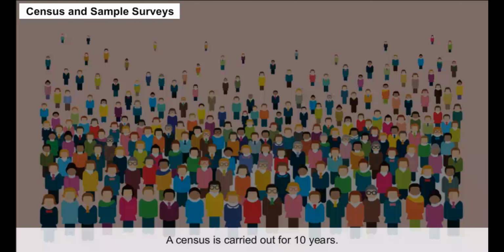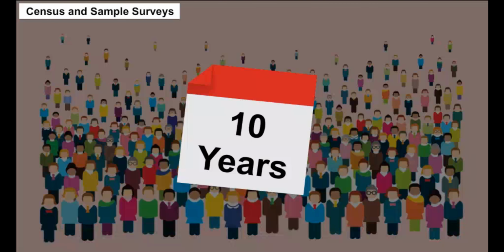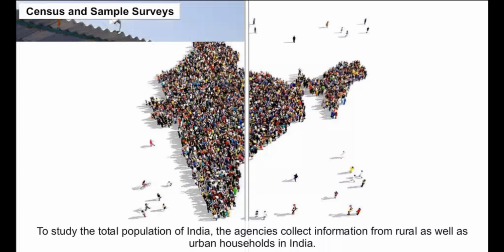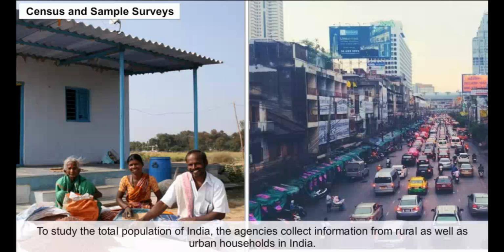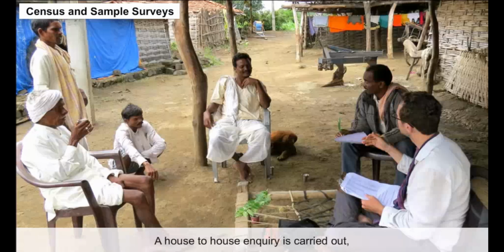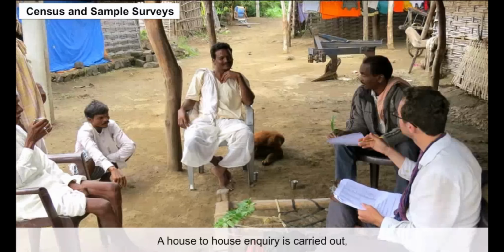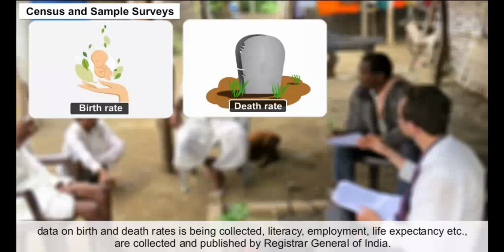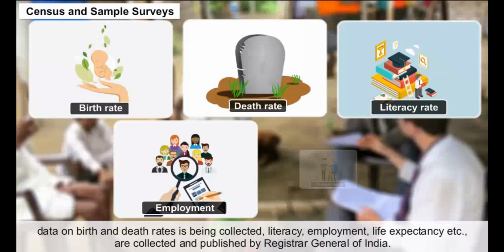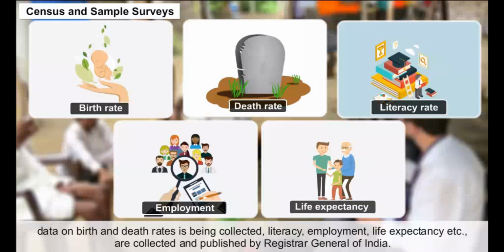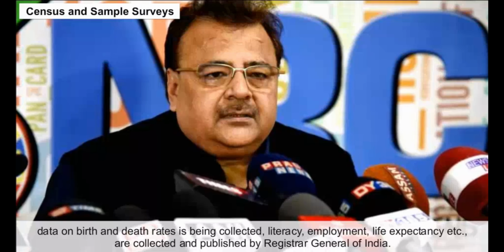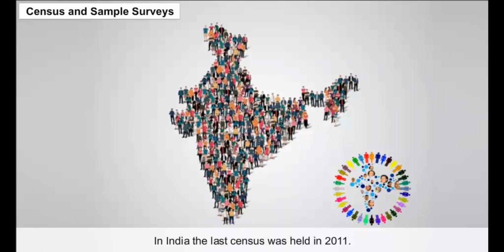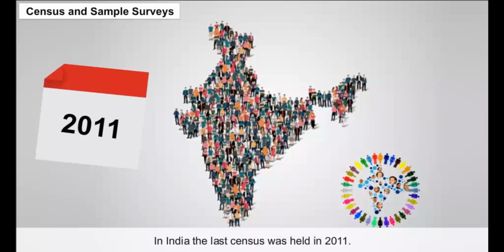A census is carried out every 10 years. To study the total population of India, the agencies collect information from rural as well as urban households in India. A house-to-house inquiry is carried out. Data on birth and death rates is collected. Literacy, employment, life expectancy, etc. are collected and published by the Registrar General of India. In India, the last census was held in 2011.